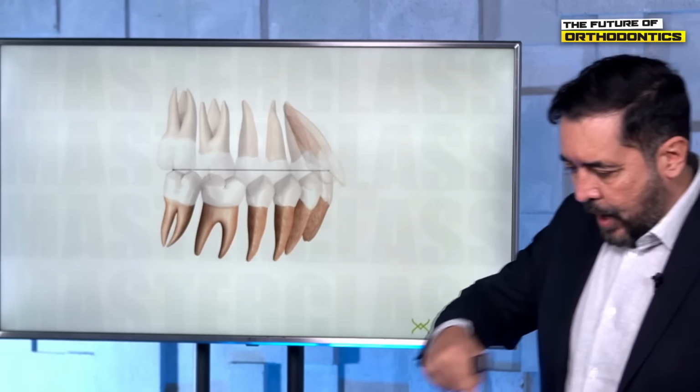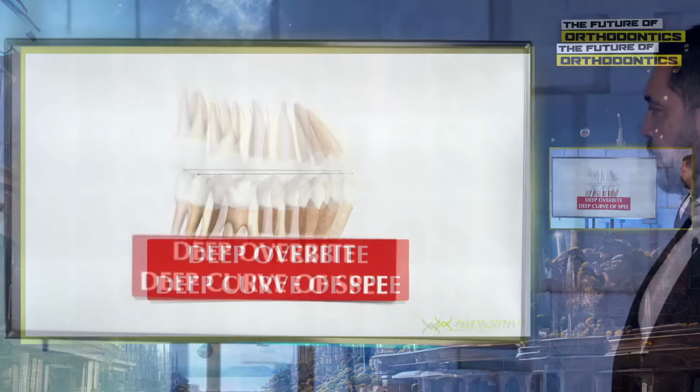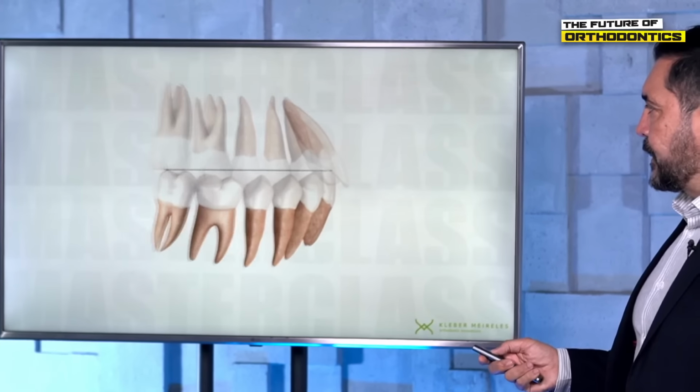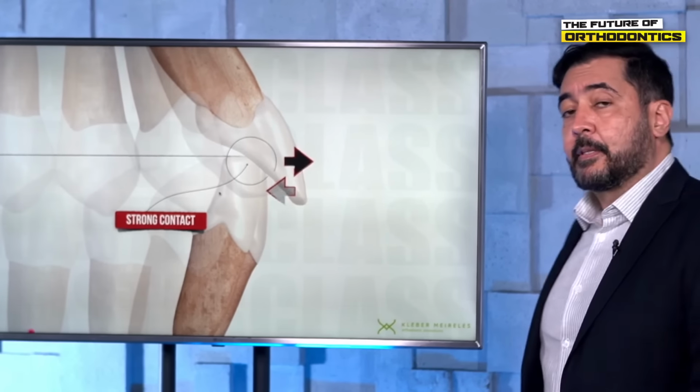Patients with this deep overbite, look for that. They will have a deep curve of Spee, and we can treat this with a specific treatment. This is the kind of treatment that we must address. This is the type of treatment that we propose to our patients.